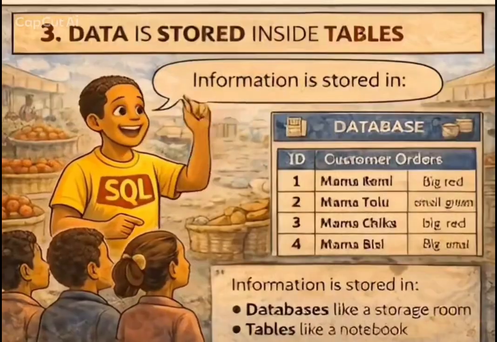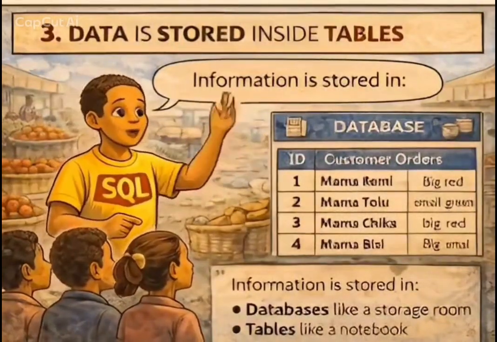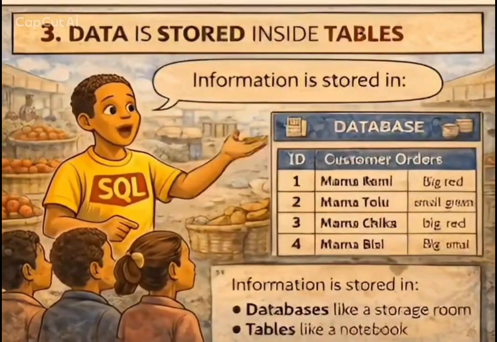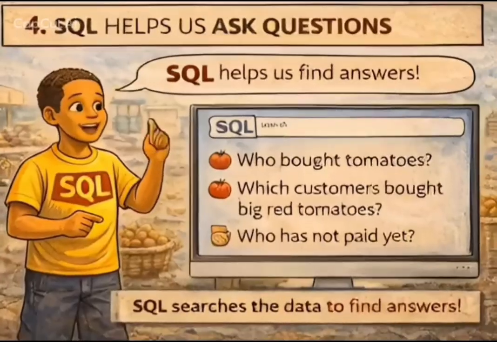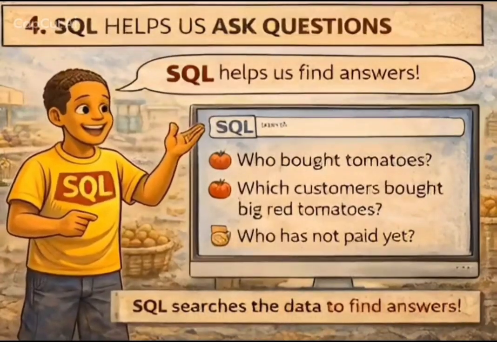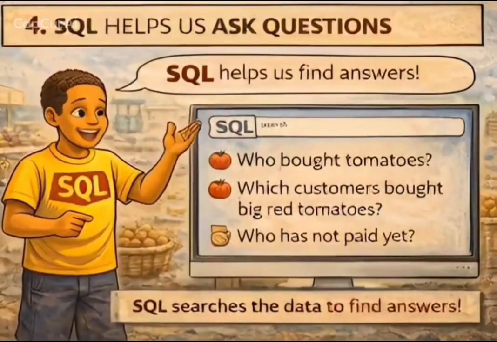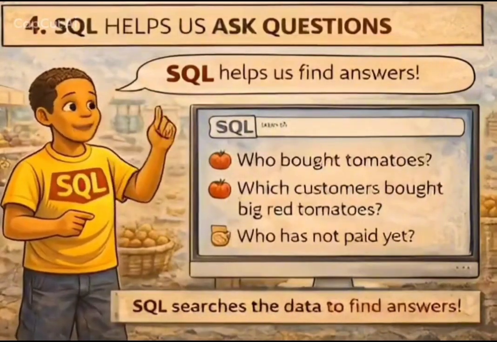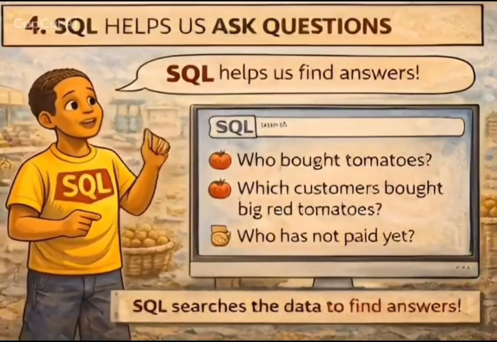Inside the database, information is arranged in tables, just like a trader's notebook, where all the customer orders are written down in rows and columns. These tables help us keep track of who bought tomatoes, who bought fish, who has paid, and many more things. Now here is where SQL becomes powerful. SQL is a language we use to ask questions about the data inside those tables. For example, we can ask questions like, who bought tomatoes? Which customers bought big red tomatoes? Who has not paid yet? SQL helps the computer search through the tables and find the answers for us.